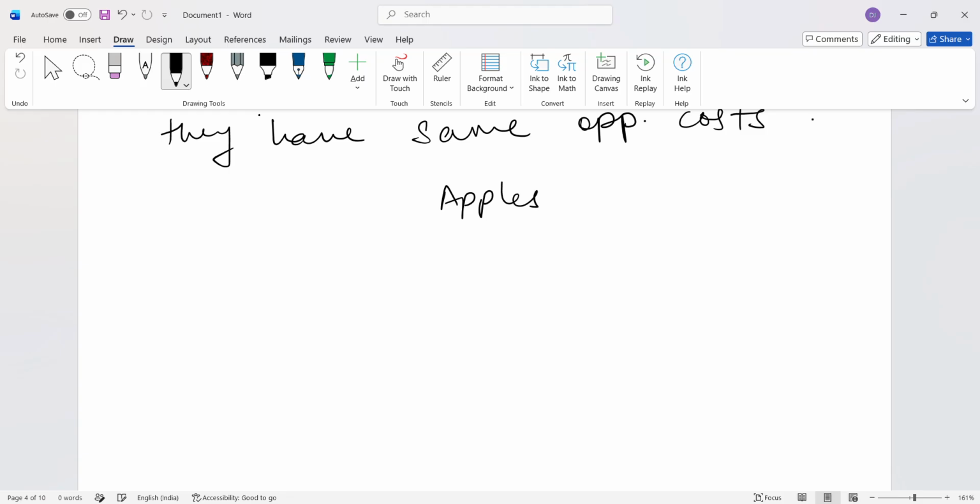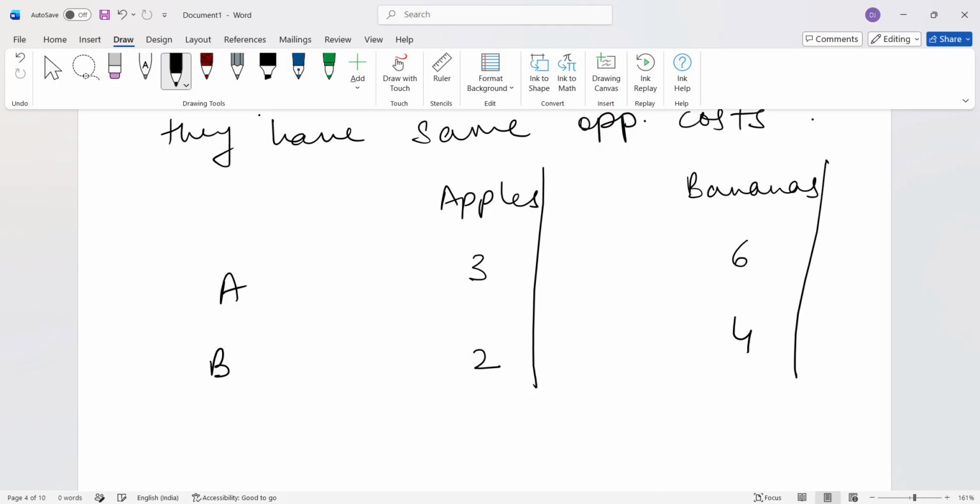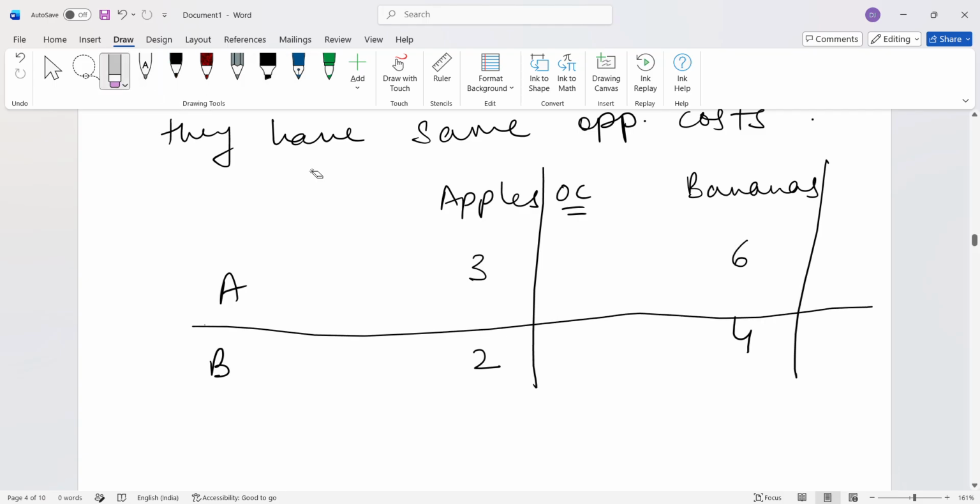So I have apples over here. It all depends upon what matrix you get, right? And I have country A, I have country B out here. I have 3 and I have 2, I have 6 and I have 4. So country A produces 3 apples and 6 bananas. And here you do calculate the opportunity cost, right? So for country, sorry, not like this actually. So let it be like this.